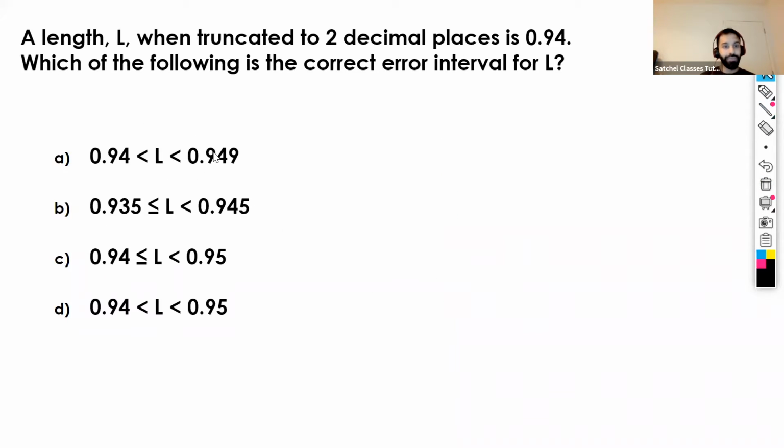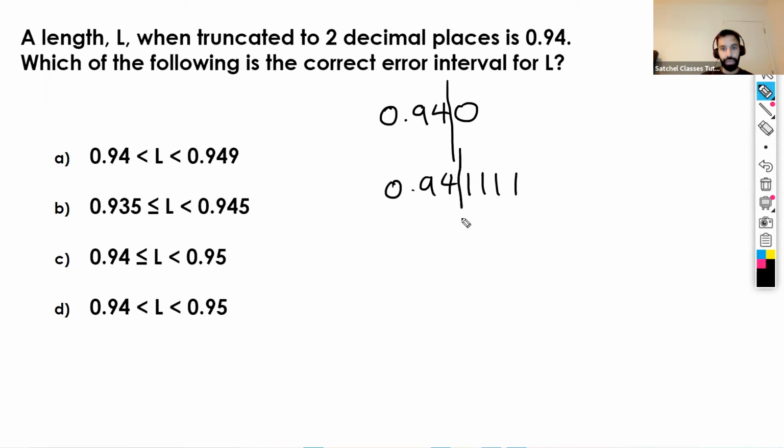So it says a length L was truncated to 2 decimal places and is now 0.94. Which of the following is the correct error interval for L? So what is our lower bound? Our lower bound could have been 0.940. This would truncate to 2 decimal places. It could have been 0.941111. This again would truncate to 2 decimal places as 0.94.